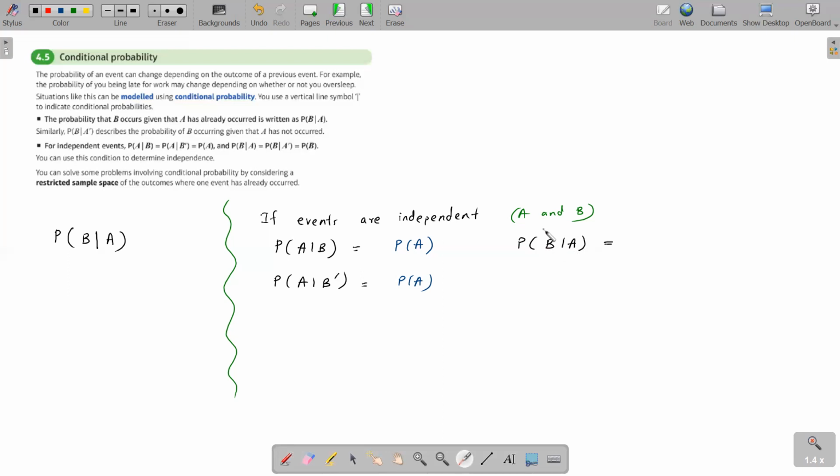Always remember the given event is after the slash. So after the slash, you have A. If you have A after the slash, it means A has already happened. So if A has already happened, what's the probability that B is happening?